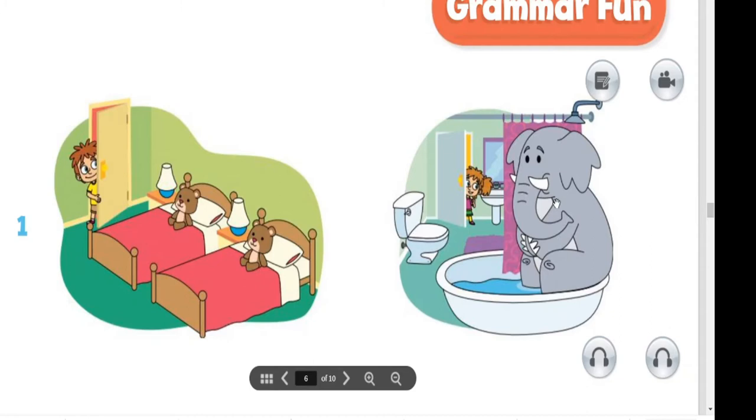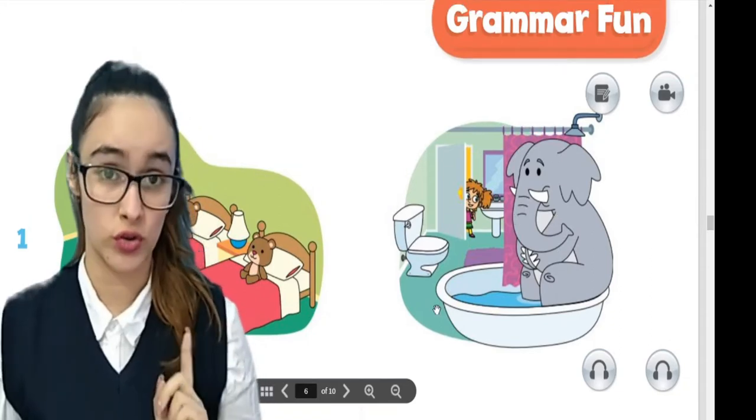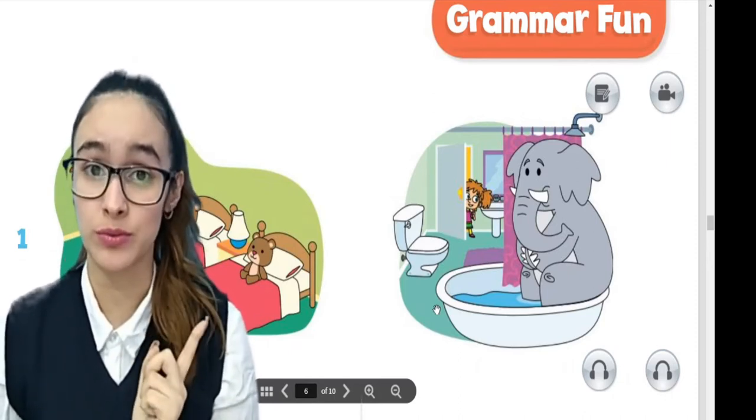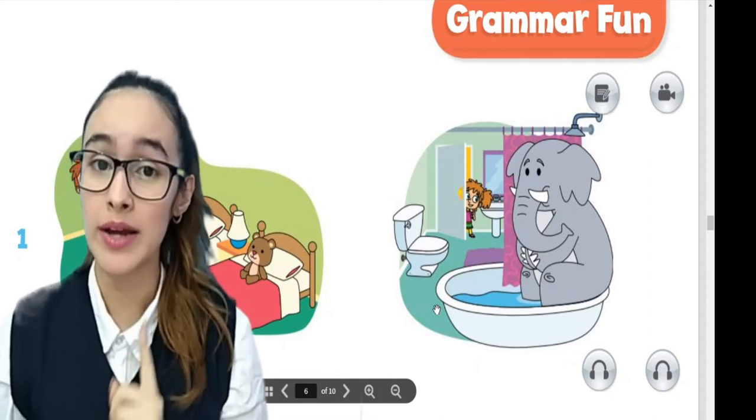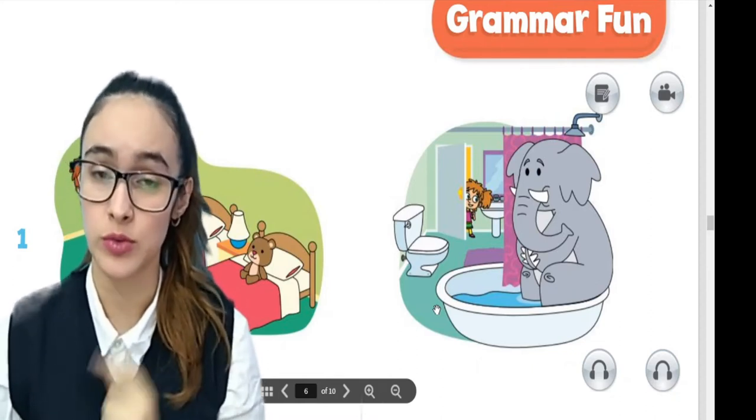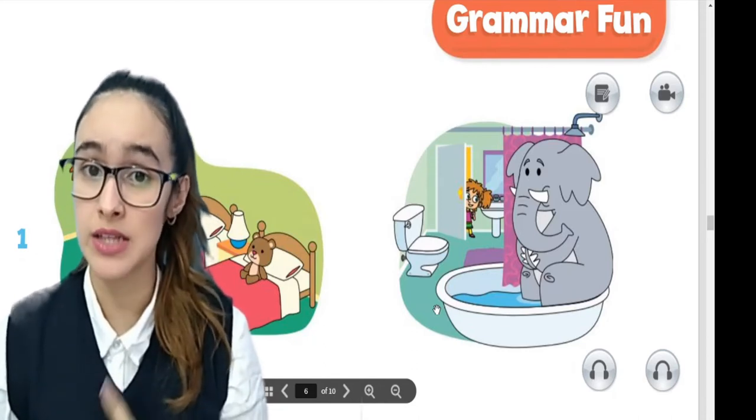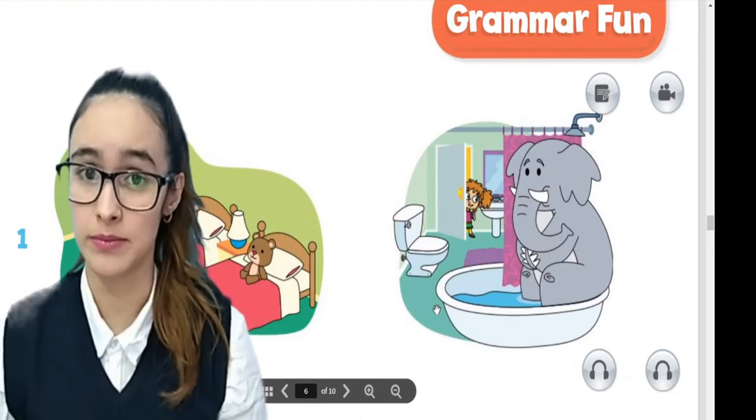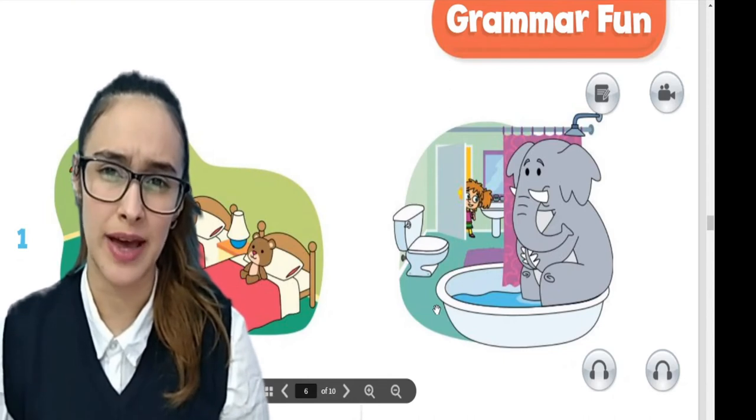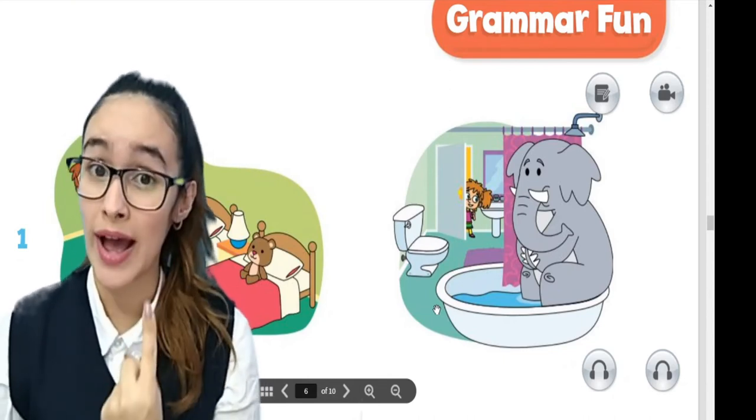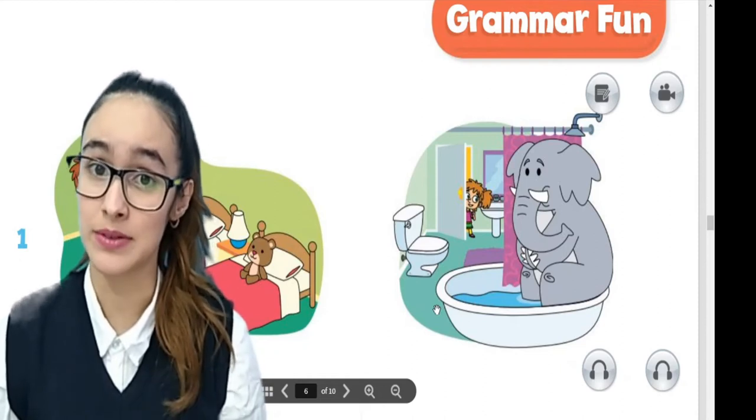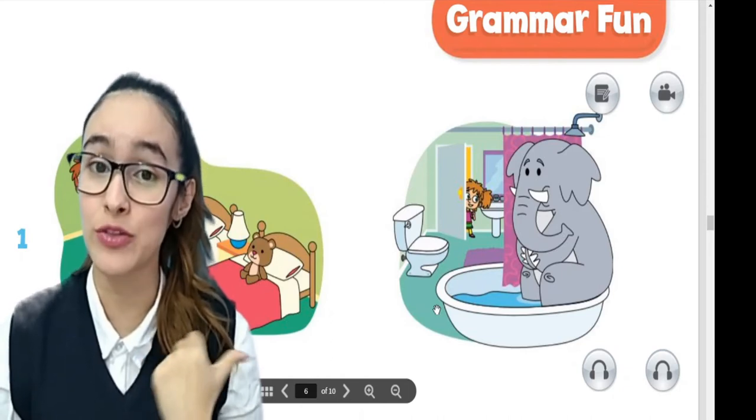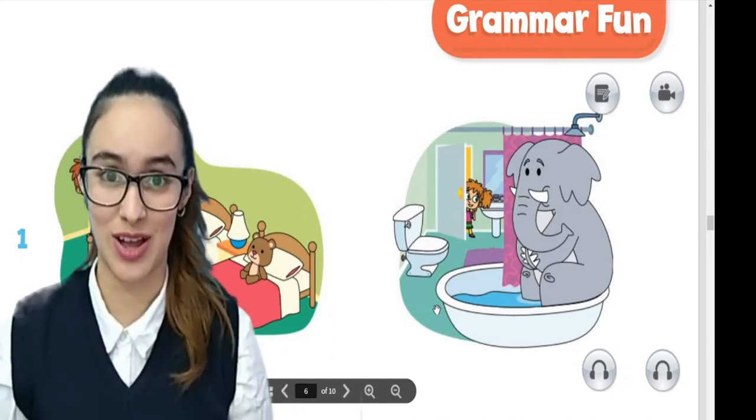Here, okay? Good. So, there is one bathtub in the bathroom. Repeat with me. There is one bathtub in the bathroom. How many elephants are in the bathroom? There is one elephant in the bathtub. Yes, there is one elephant in the bathroom. Yes, in the bathtub.